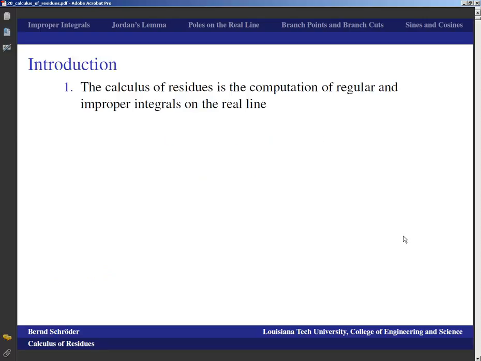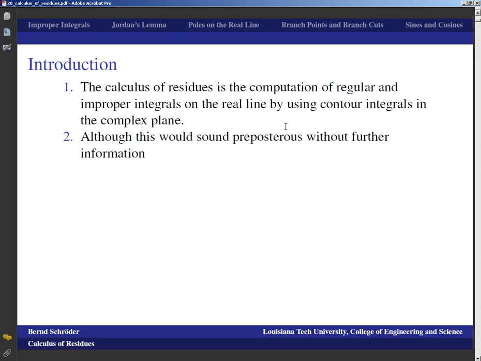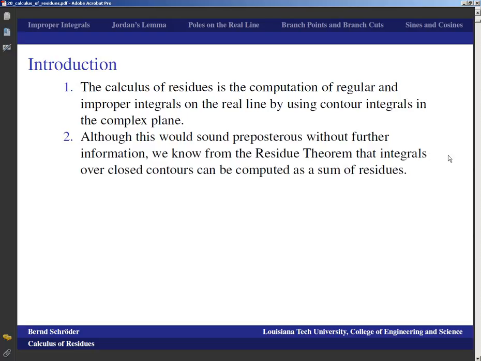So the calculus of residues is the computation of regular as well as improper integrals on the real line. We will, for the most part of this presentation, talk about improper integrals, except the last section on the sines and cosines actually will also deal with some regular integrals, integrals that go from one point to another point. And we're going to compute those integrals by using contour integrals in the complex plane. That would certainly sound preposterous without further information, but we know from the residue theorem that integrals over closed contours can be computed as a sum of residues, which means even though an integral in the complex plane feels harder than an integral on the real line, well, in the complex plane we have a tool that we do not have on the real line.